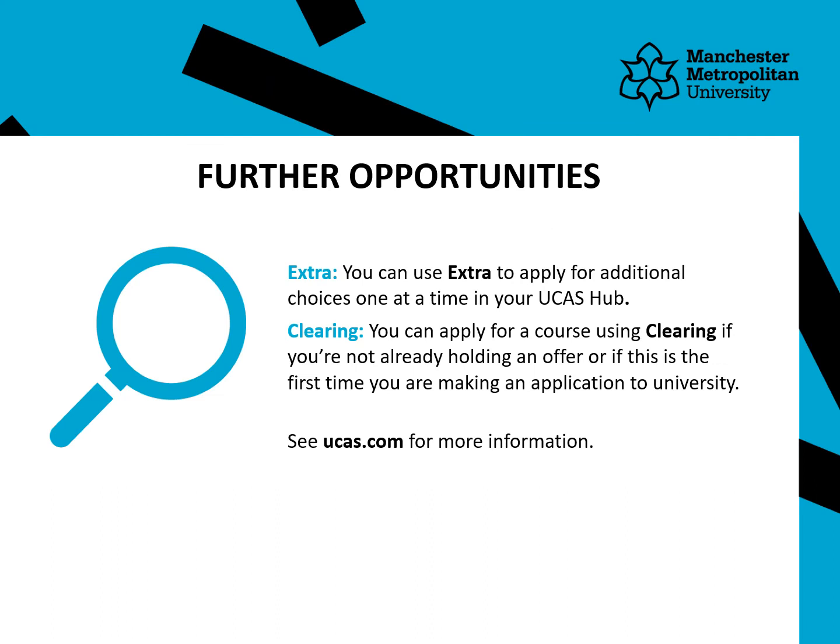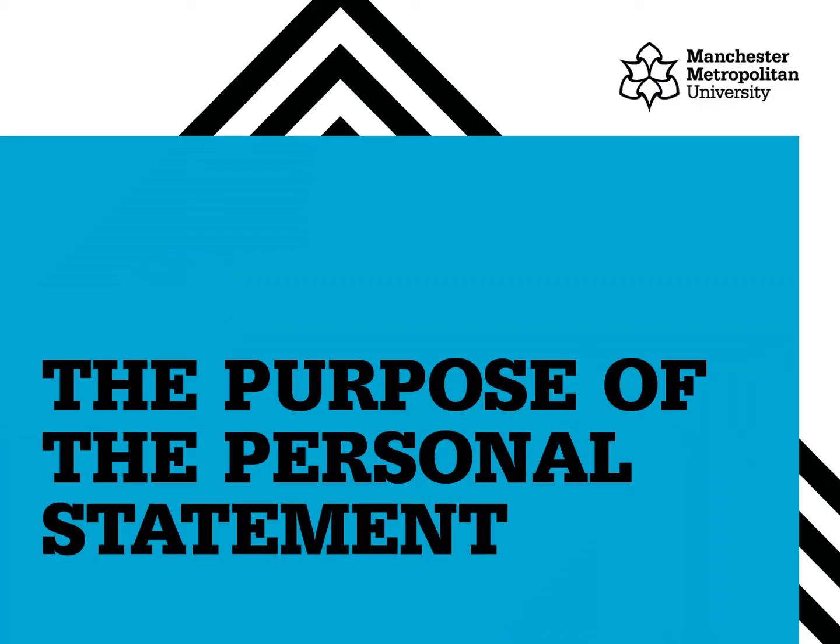If you don't receive any offers back in the main cycle, there are further opportunities to consider. If you have used all 5 choices at this point, you can use a service called UCAS Extra to apply for additional courses one at a time in the UCAS Hub. There is also further opportunity to gain a place at university through a service called Clearing. This service is open for students to apply if they are not holding an offer, and also a service open to any students who are applying for the first time in the cycle. For the most up-to-date information on when these services are available, visit the UCAS website and take a look at their UCAS timeline. Now let's take a look at the purpose of the personal statement.